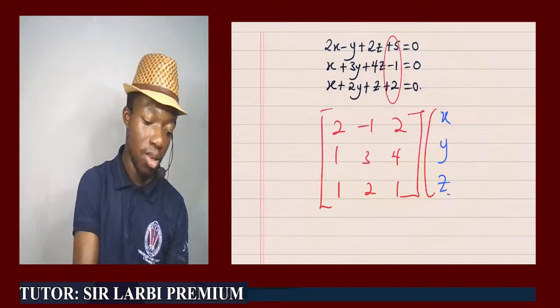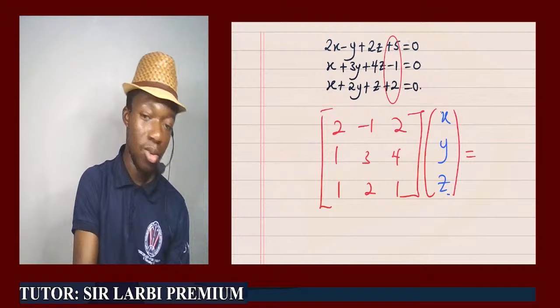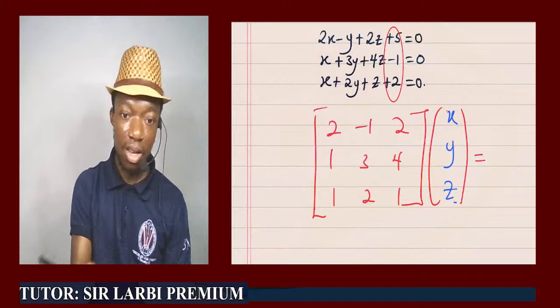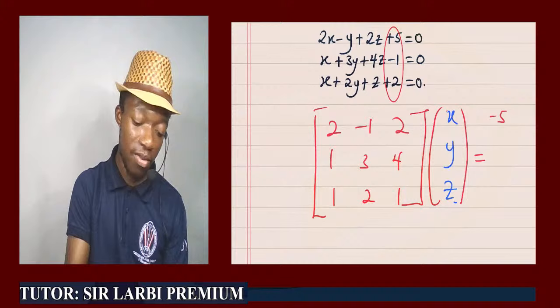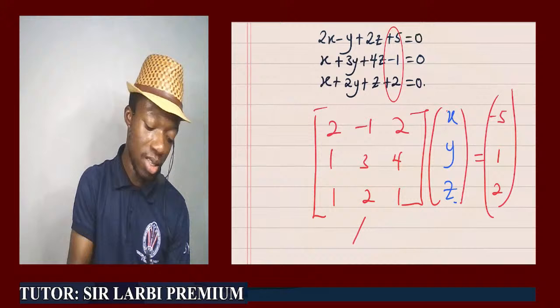And that should be equal to, so here the 5 and then the negative 1, that we can bring back to where the zeros are. So it becomes negative 5, positive 1, and then 2. So you have this. Let's say this is A, this is B, and this is C.